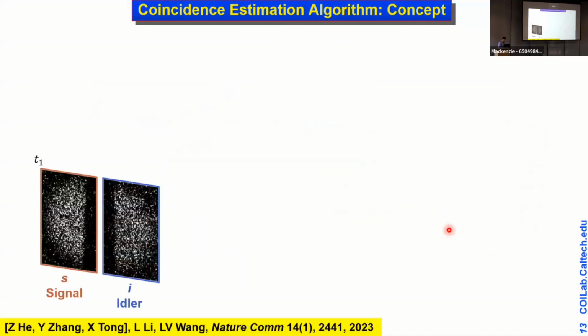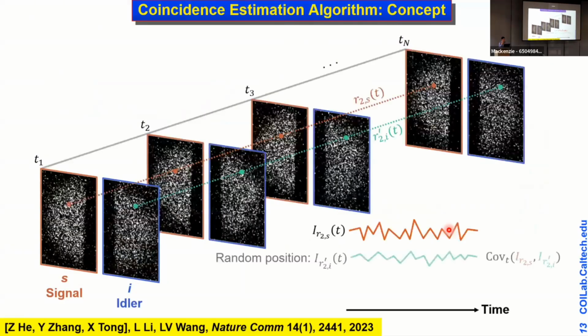This is one example frame. You will see 2 halves. One half represents the signal arm, the other the idler arm. We capture many frames, then we look at covariance. Between unpaired pixels, you will detect a very low covariance.